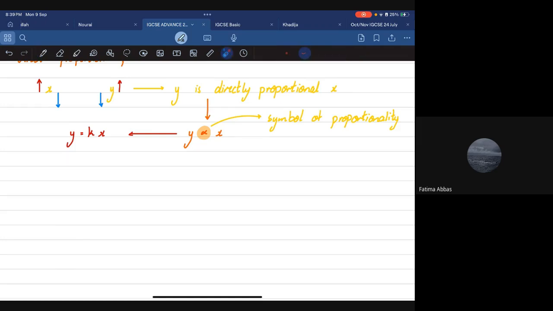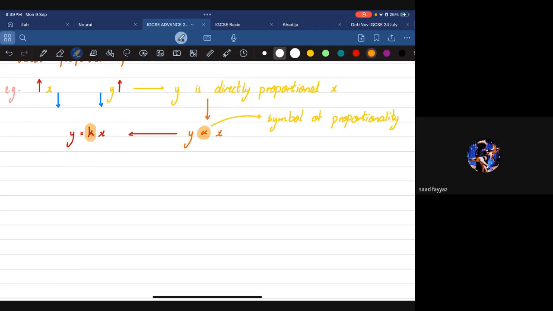Y is equal to kx. Yes, Saad, thank you for telling us beforehand. This is what Saad was talking about. Y is equal to kx. Saad, can you tell us what the k stands for? K is the constant of what? No, k is the constant of proportionality. Right? This is your k.